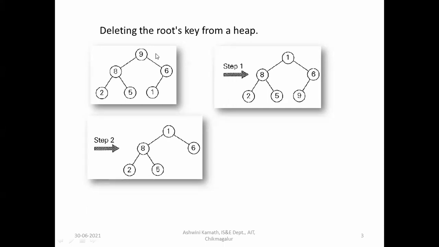You have changed the root key, right? So check the root's children. The root's children are 8 and 6, and among 8 and 6, 8 is larger. So what you have to do? You have to exchange 8 and 1. Okay, you have to exchange 8 and 1.